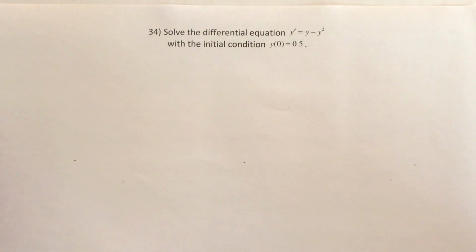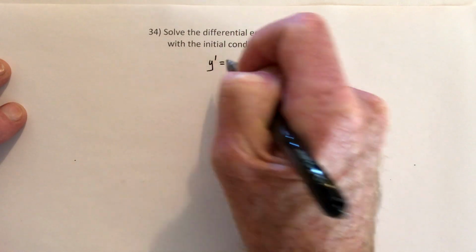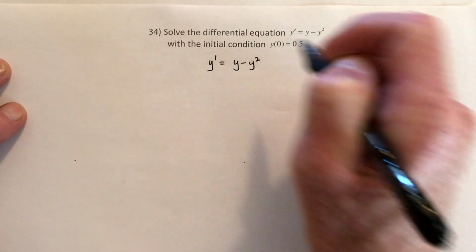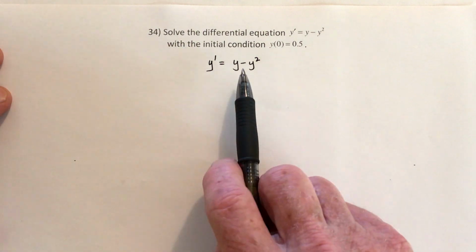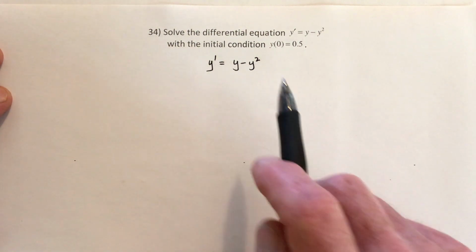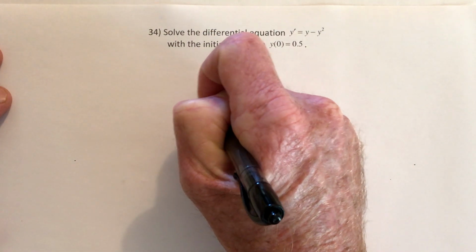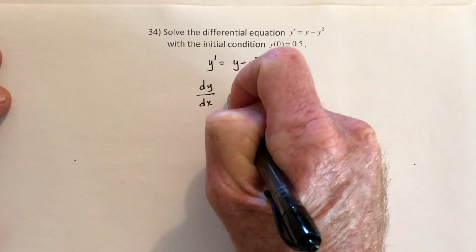And for podcast number 34, we have this differential equation that y prime equals y minus y squared. And this is a separable differential equation, so we can separate and get all of the y's on the left side and all of the x's on the right side, and then be able to integrate. So I start by saying y prime can be rewritten as dy over dx.